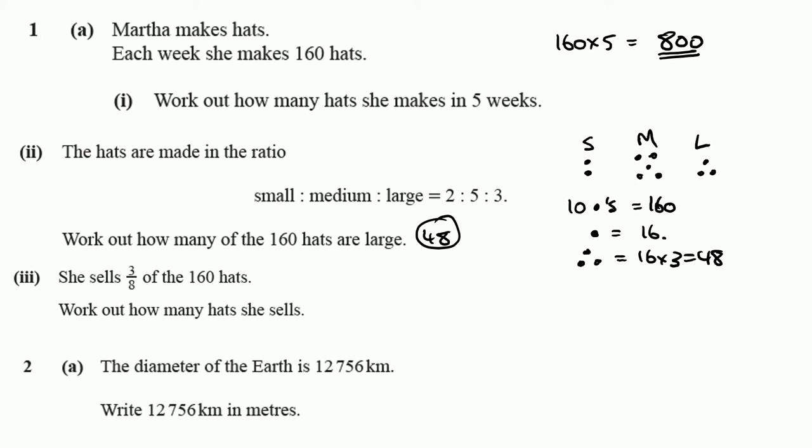She sells 3/8 of these 160 hats, and I want to know how many that is. Remember, of means times. Of means times, so 3/8 times 160. And that's going to get me 60 hats that she sells.